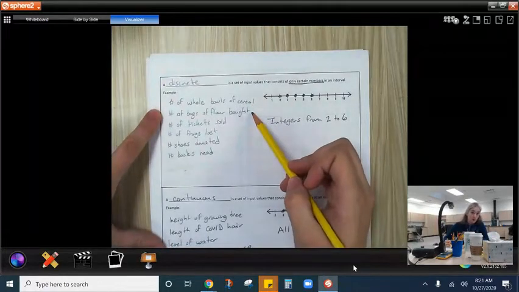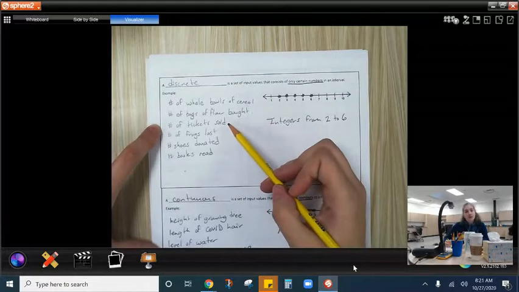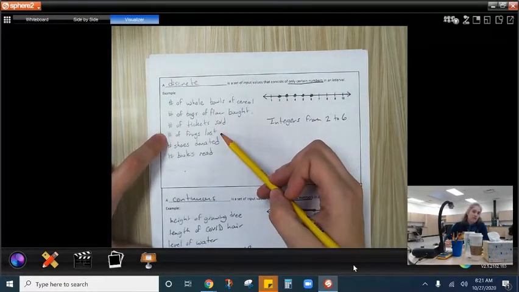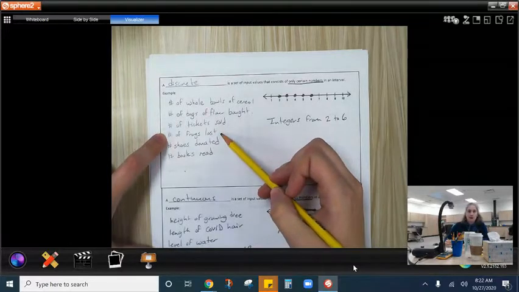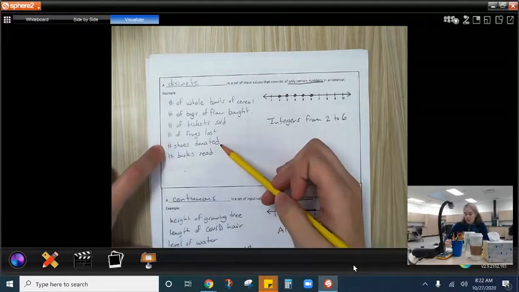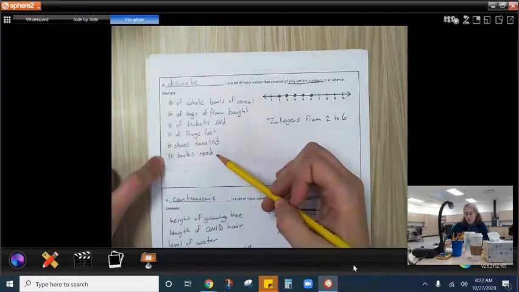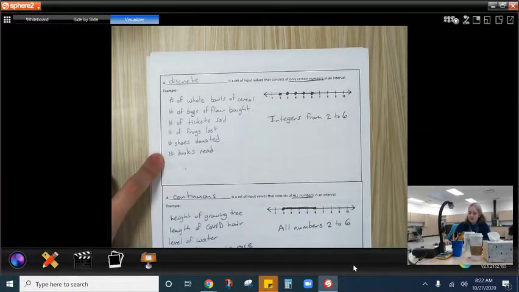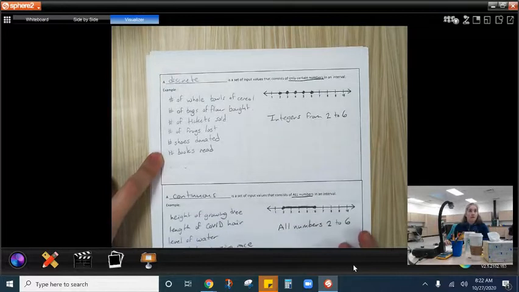or the number of bags of flour that you bought before COVID really hit, or the number of tickets sold to a movie theater, or the number of frogs that got lost from the biology classroom, or the number of shoes that were donated, or the number of books that you've read, things that we have to have in whole amounts, right? The number of cans of soda you've drunk. Things that we have to have in whole amounts.